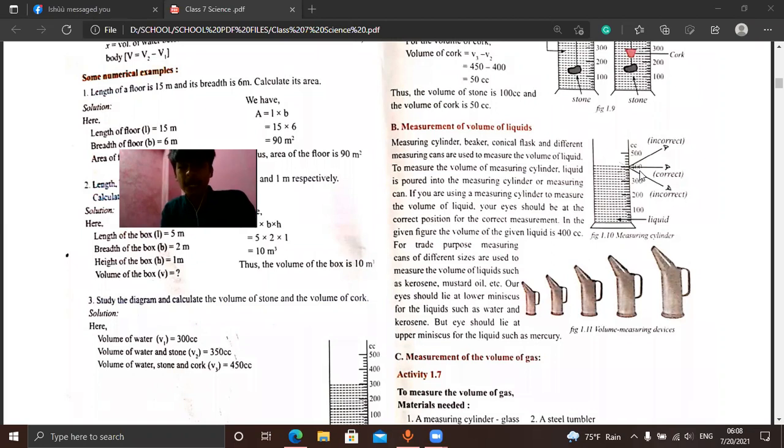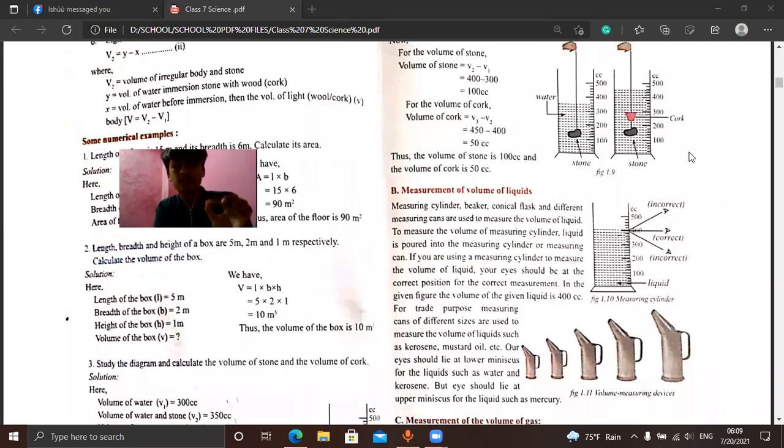Right? The meaning is that whenever you are taking the reading, you should look at it very straight. If you look at it from a little bit higher, then you can get something like an incorrect reading. Right? The reading may not be accurate. If you look at it from a lower surface, the reading may be incorrect. What should you do? You must look at it straight. Whenever you are taking the reading of volume of liquid, you must look at it straight.